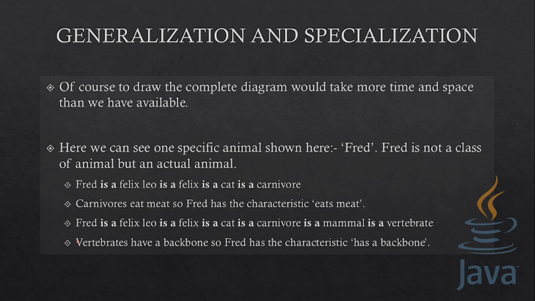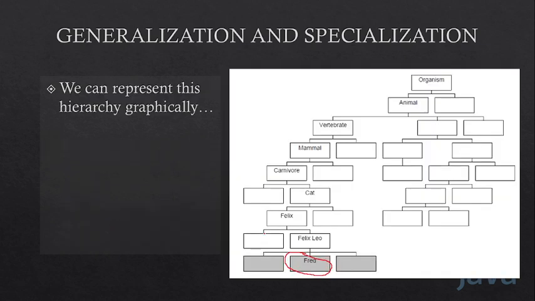As we discussed previously, Fred is an object instance, an instance of the class animal. So we say Fred is a Felis leo, and Felis leo is a Felis, and Felis is a cat, and then a cat is a carnivore. So Felis leo is a Felis, Felis is a cat, a cat is a carnivore, and a carnivore is a mammal, and so on.